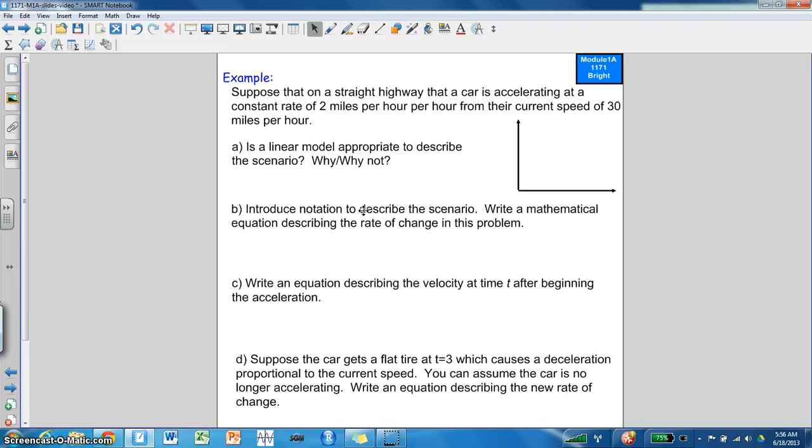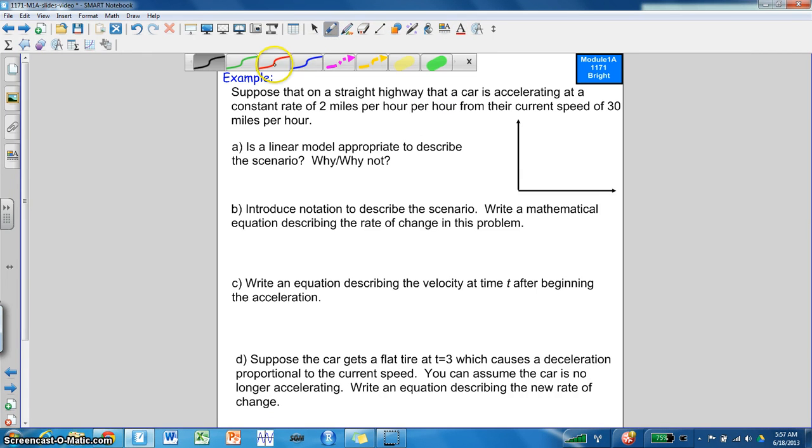So on a straight highway, a car is accelerating at a constant rate of 2 miles per hour. Okay, the units sound kind of weird. That's just to make sure that everything comes out okay. From a current speed of 30 miles per hour. Okay, first of all, is a linear model appropriate?